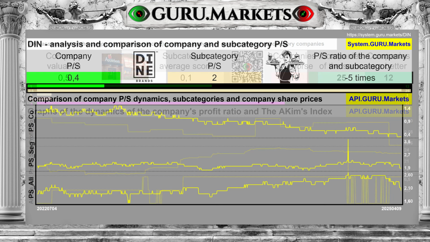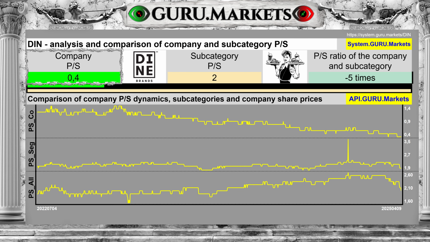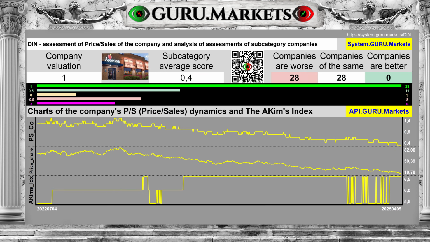The company's price to revenue ratio is 0.4. The average in the subcategory is 2, which is 80% lower than in the subcategory. Assessment of the company's market value to its revenue in comparison with indicators in the subcategory: good, 1 point.